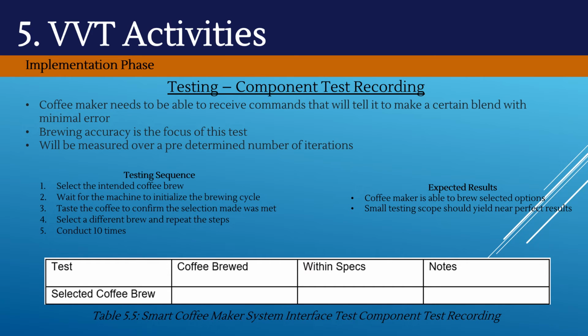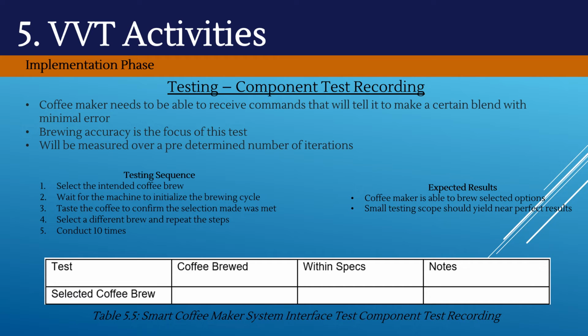We've identified the requirements and the risks previously for our smart coffee maker system. Now we can move into the implementation phase where we can test these requirements. So it's just a way to help us see if the design specification is met, or to see if we have to improve the quality of the system.